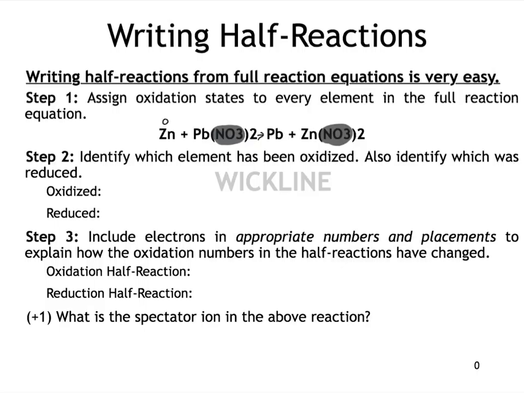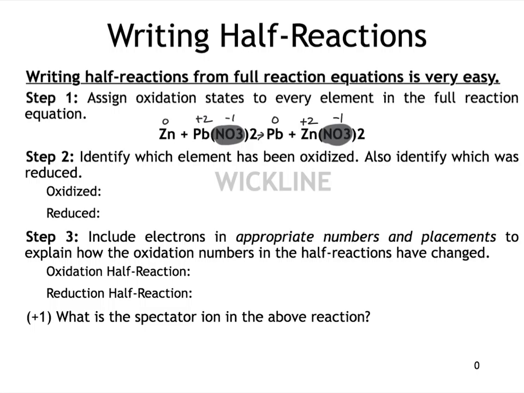Zinc is an uncombined element, so its oxidation state is 0. Nitrates are -1, and I see that we have 2 of them, so that's going to be a total of -2, and that means that this lead is +2. This lead right here is going to be 0 because it's uncombined, and I know that nitrates are -1, and there are 2 of them, so I'll put in the -1, but -1 times 2 is -2, and that means that this zinc is +2. Now remember what I said.